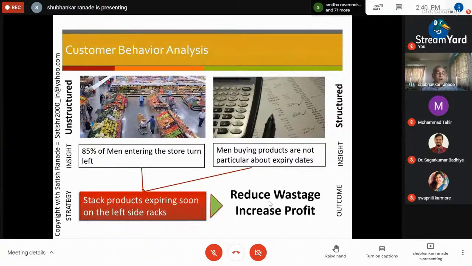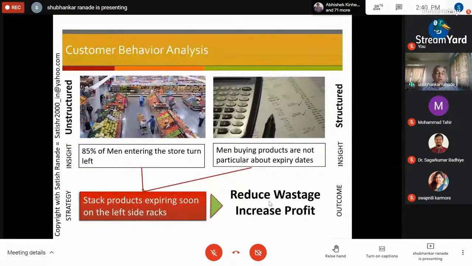Now comes the business context. So you saw that you got two insights. So the business context is, the strategy person said, look, if this is the case, then let us stack products that are expiring soon on the left-hand side of the rack. So don't stack products like vegetables, groceries, consumables, FMCG by category. Whatever is going to expire today or tomorrow, keep it on the left-hand side of the entrance.